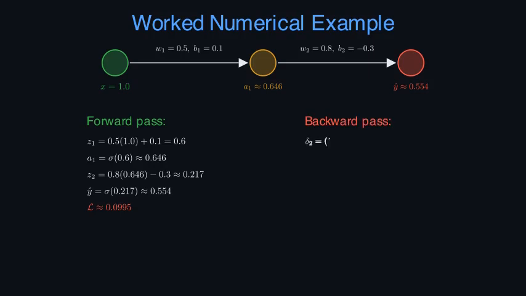Now the backward pass. Delta 2 is y-hat minus y, times the derivative of sigmoid, approximately negative 0.11. The gradient with respect to w2 equals delta 2 times a1, approximately negative 0.07. Propagating back through w2, delta 1 is about negative 0.02. Since x equals 1, the gradient with respect to w1 is also about negative 0.02. These gradients tell us exactly how much, and in which direction, to nudge each weight to reduce the loss.